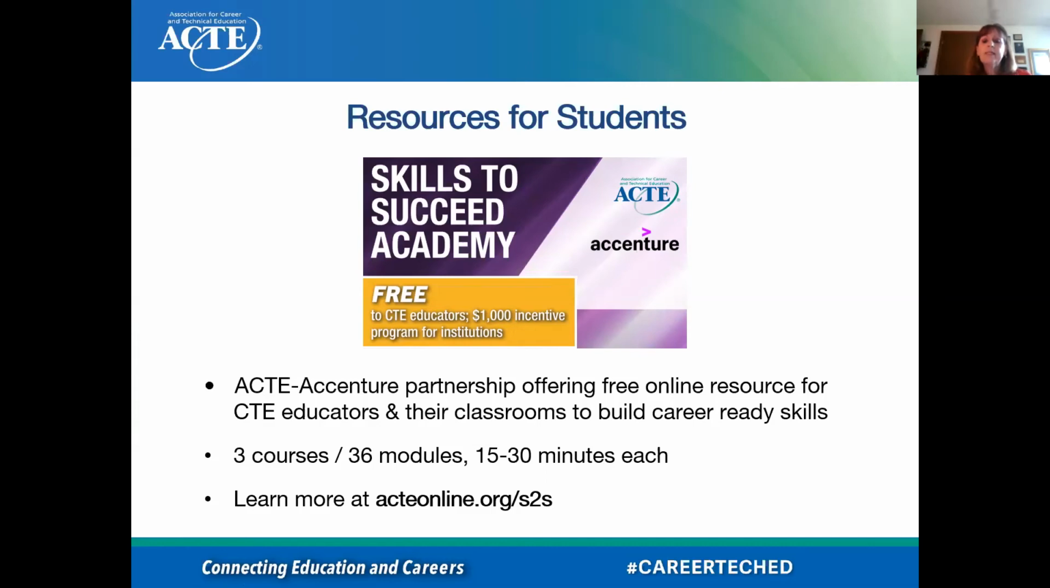But a few people that attended the Accenture session said it was just wonderful. They really enjoyed it. And so they do have some kind of promotion going. There's a $1,000 incentive program, and you can learn more about that on the website listed here. There's 3 courses, 36 modules, and they're each 15 to 30 minutes. And these are to help your students build career-ready skills.